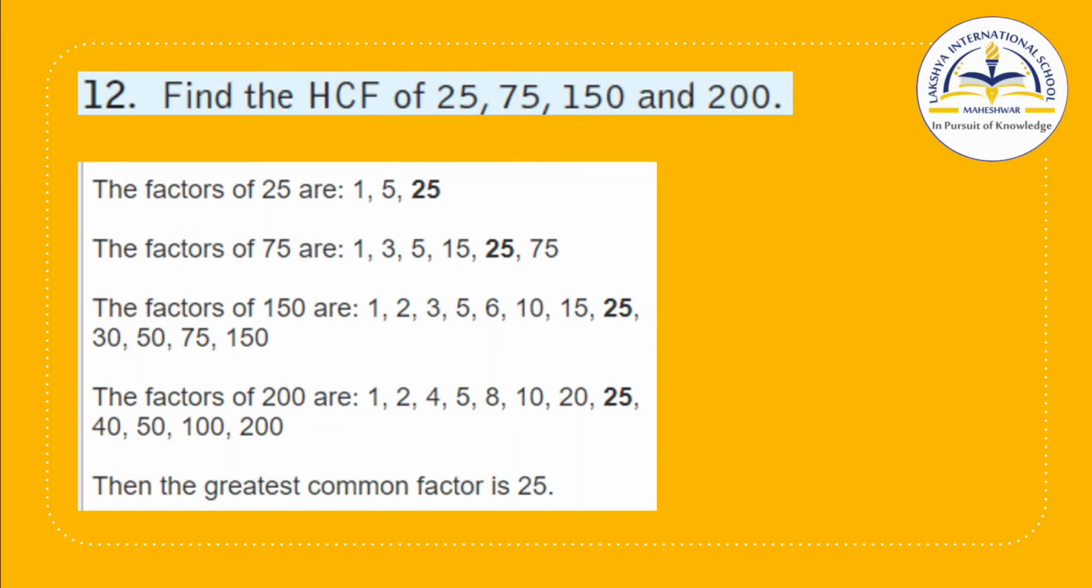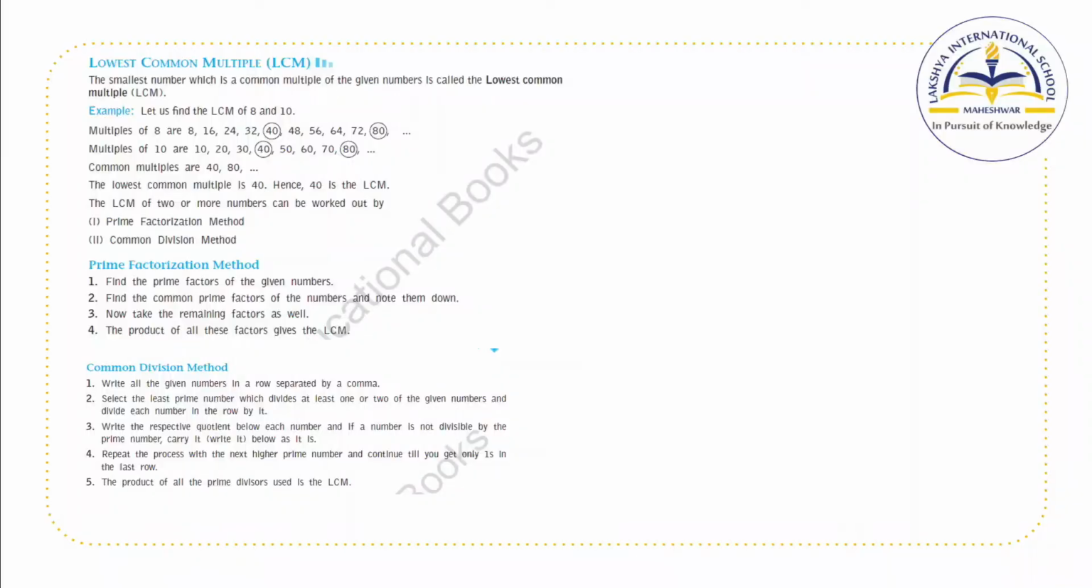Now find the HCF of 25, 75, 150 and 200. In the same manner you have to find the highest common factor among all the numbers. Now our next topic is LCM, lowest common multiple. The smallest number which is a common multiple of the given numbers is called the lowest common multiple.